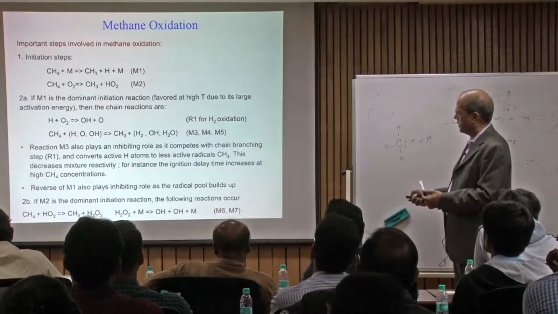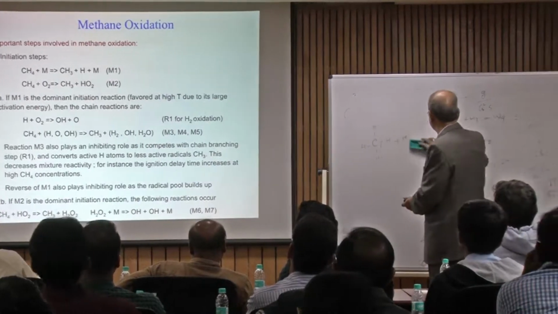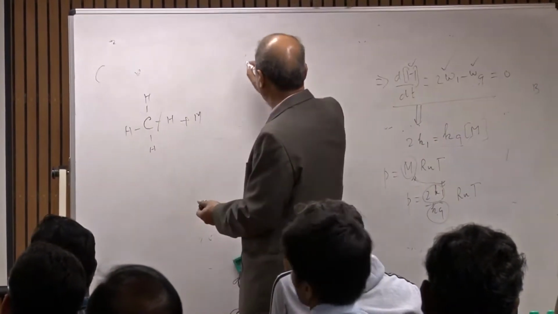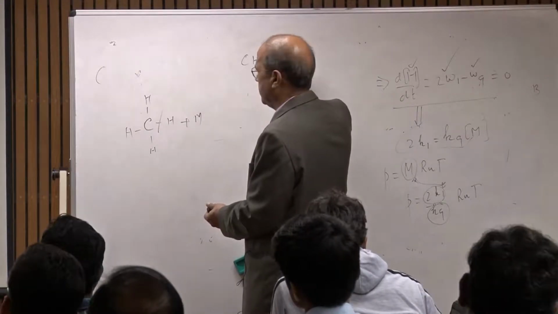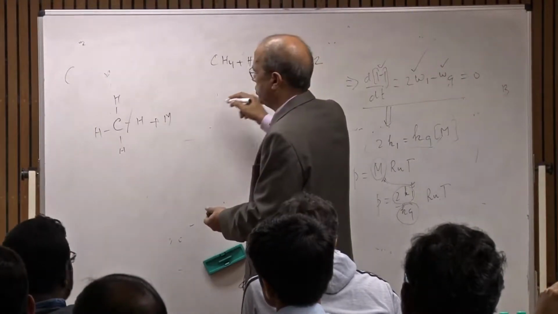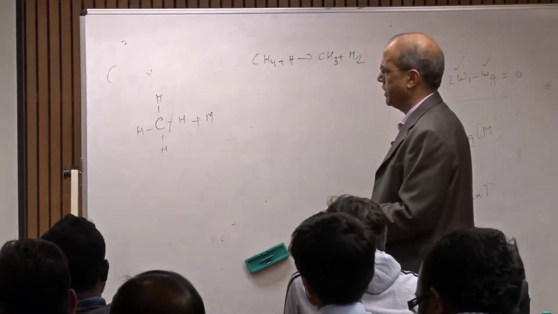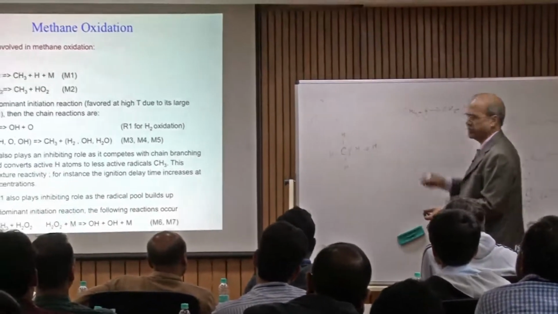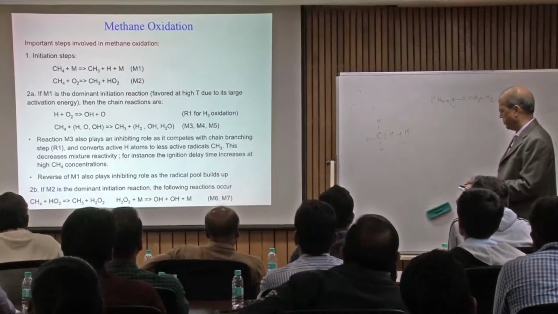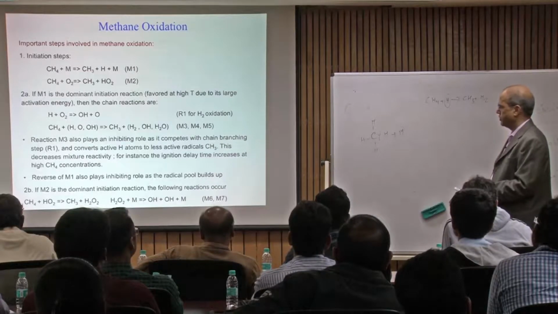Now, there are some important observations before we go next. This reaction, M3, is a very important reaction. CH4 plus H can also play the role of an inhibiting reaction. It can make the system less reactive because it is competing for this H. It converts H to a relatively less reactive CH3. The H is obviously much more reactive compared to CH3.